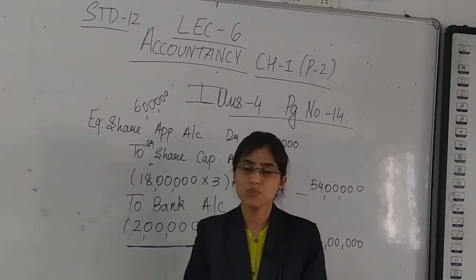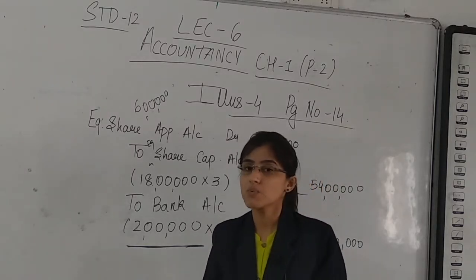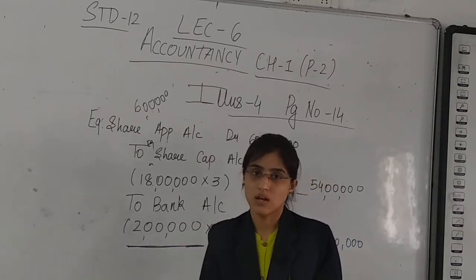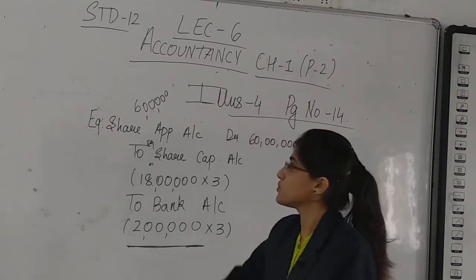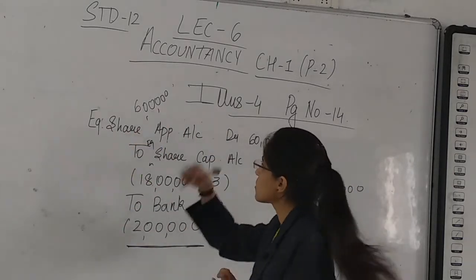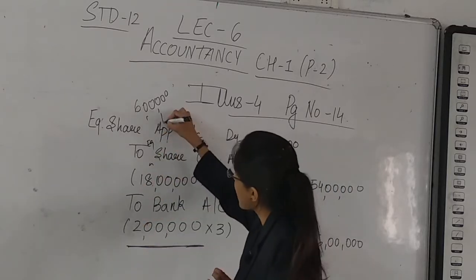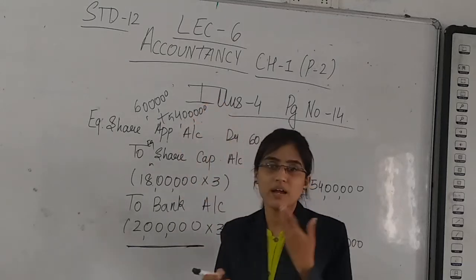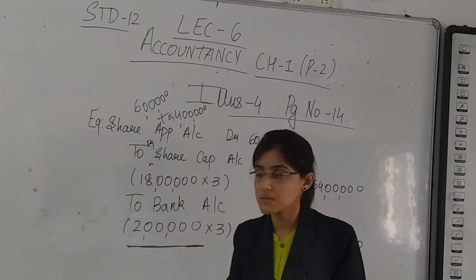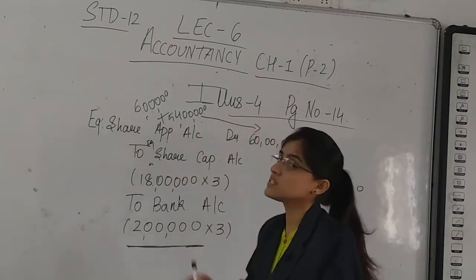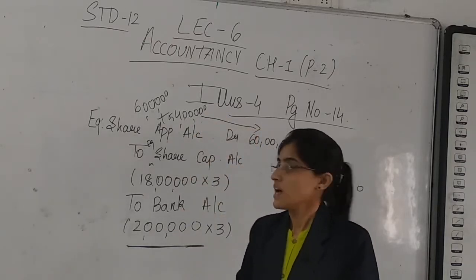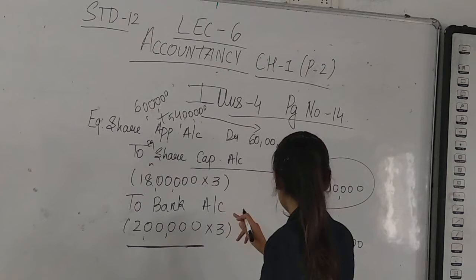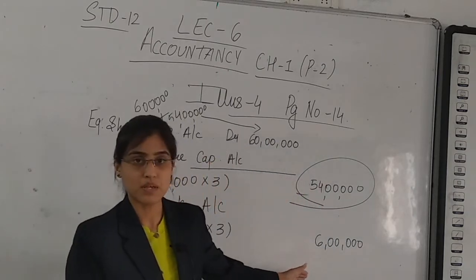Another journal entry. Equity share application account debit to equity share capital account. How much? 18 lakh into 3, 54 lakh. In that journal entry, even equity share application account is debited. So, I have debited it once, but I have just added the amount. Combined journal entry, you know this concept, right? So this way I have written 60 lakh here. And I have credited to share capital account, this is 54 lakh. To bank account, this is what I have rejected, which is 6 lakh rupees.